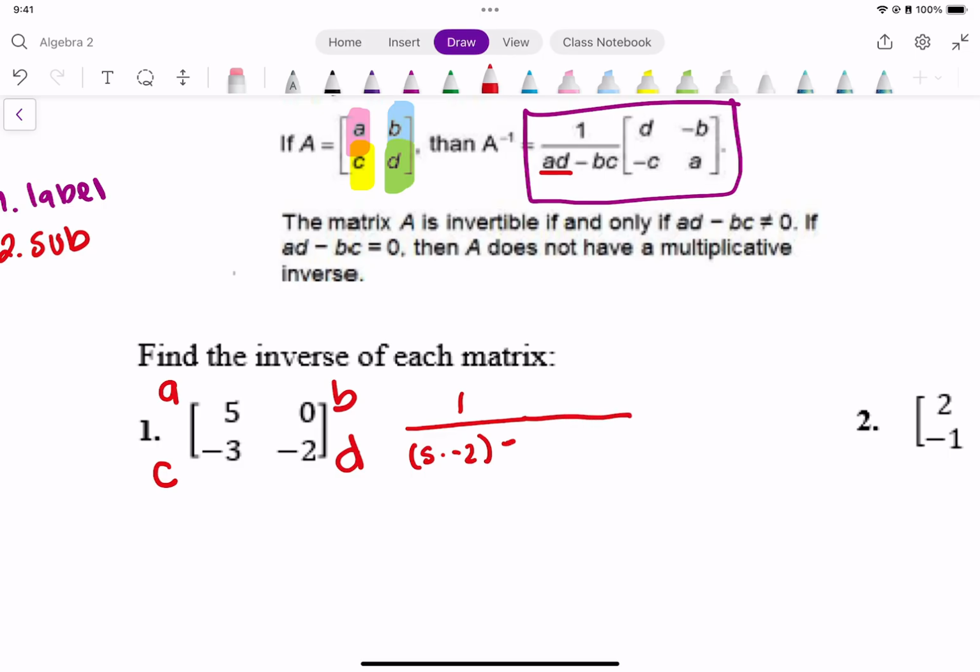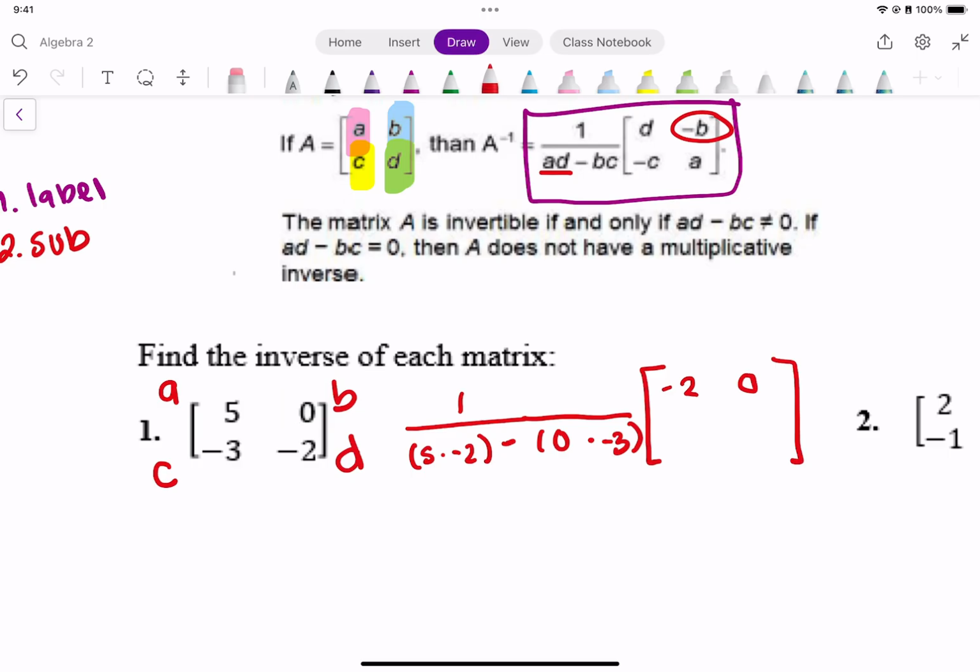Minus, okay, then for the next part we have BC, and B is 0 times -3. Now all of that is going to be multiplied to the rearranged matrix. First they want D, so D is -2. Then they want -B, that's the next part, right? -B, so -0, and again 0 cannot be negative, so it's going to be 0.